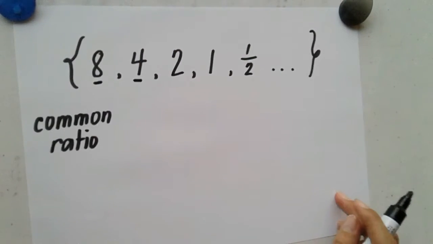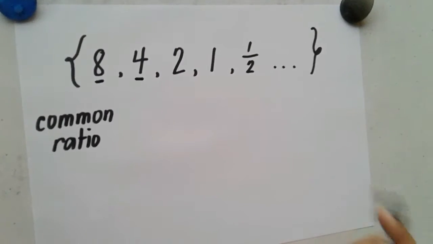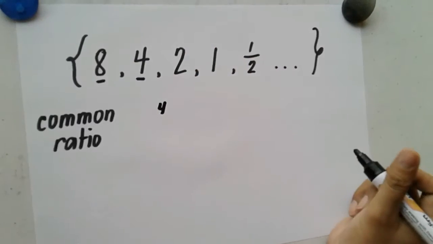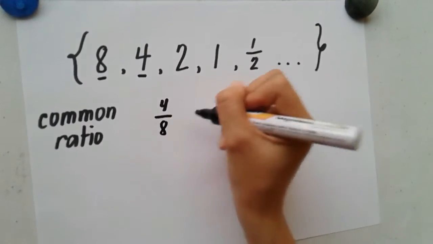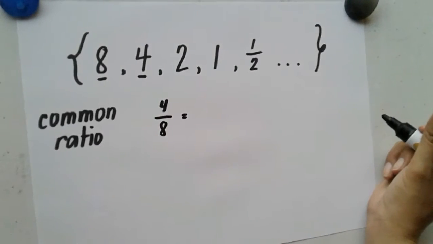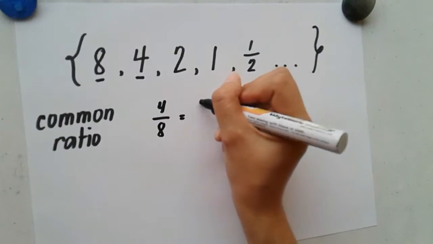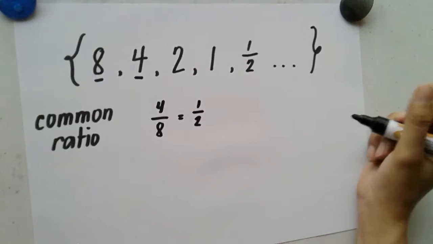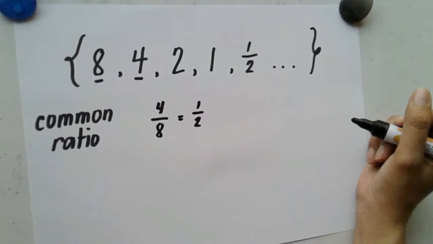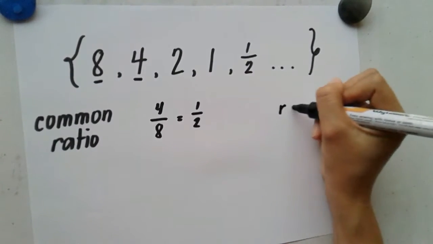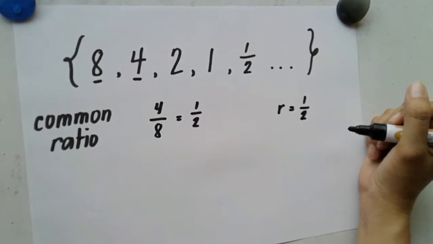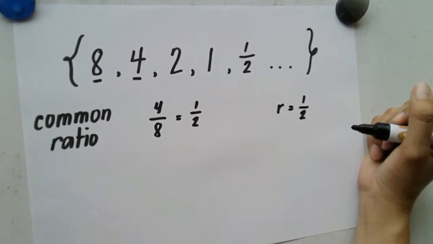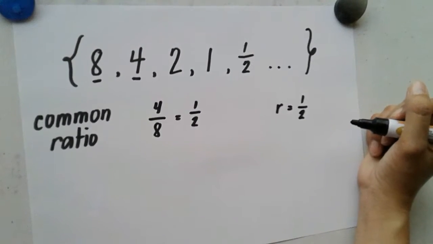To find the ratio of these terms, we need to take 4 and divide it by the term before it, which is 8. When we perform division, we get 1/2. So we are proposing that our common ratio is 1/2. To make sure that a sequence has a common ratio, we need to get the same value of ratio in the next set of consecutive terms.